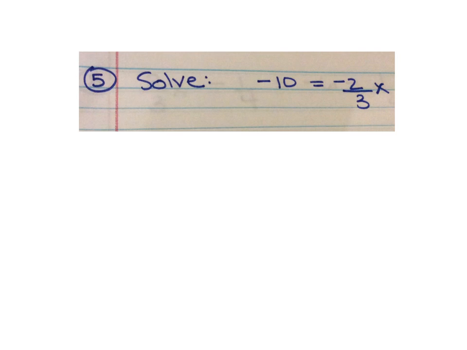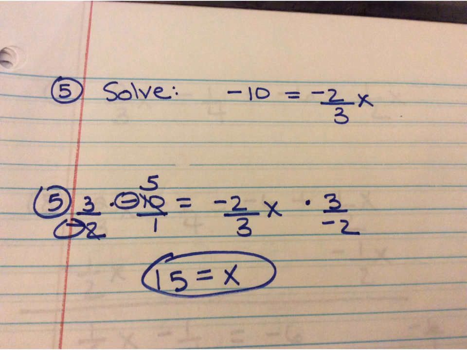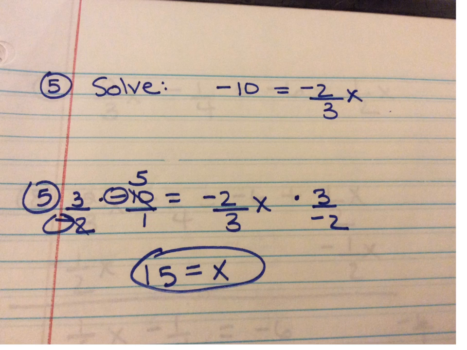Problem number 5, you're going to solve this equation. Okay, on problem number 5, the original equation was negative 10 equals negative 2/3 x. So I have to multiply by the reciprocal. That means, again, flip over the fraction, 3 over negative 2. Make sure you do the same thing on this side. And don't forget there's a negative here.